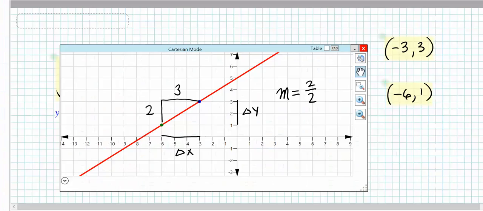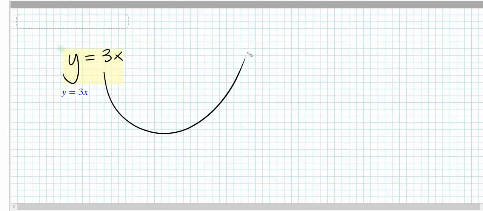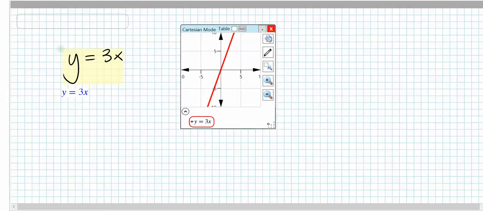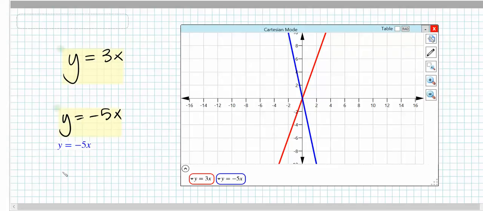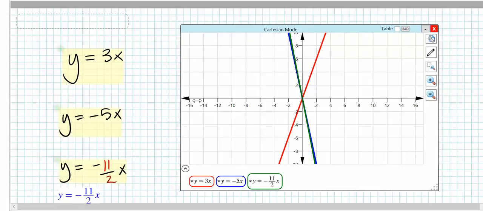So here's what we're going to do. We're going to play a little bit. I'm going to write down a couple of equations. I'm going to write down y equals 3x. All you have to do is watch for right now. Now I'm going to write down y equals negative 5x. I'm going to write down another one: y equals negative 11 halves x. Put that one on there as well.